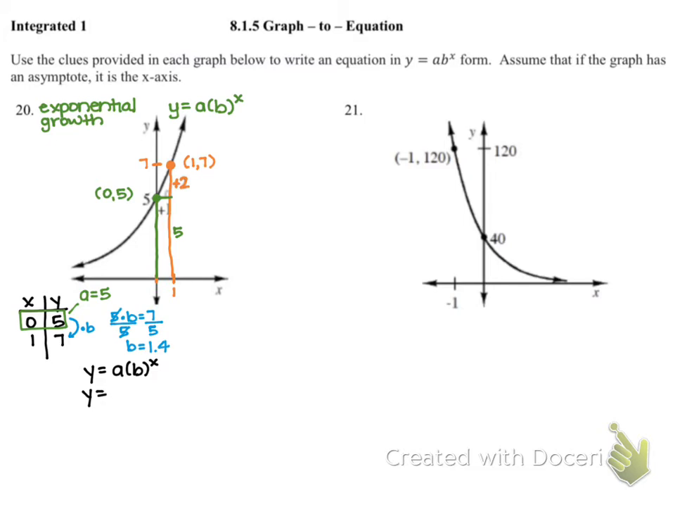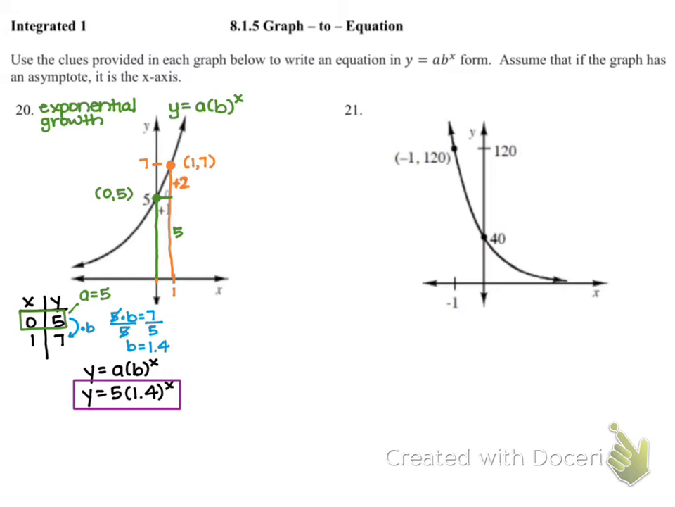Plug in our a that we just found, or was actually given to us, 5, and then the b that we calculated, 1.4 to the x. I believe this is going to be our answer for this question. So we just wrote the equation for question number 20.